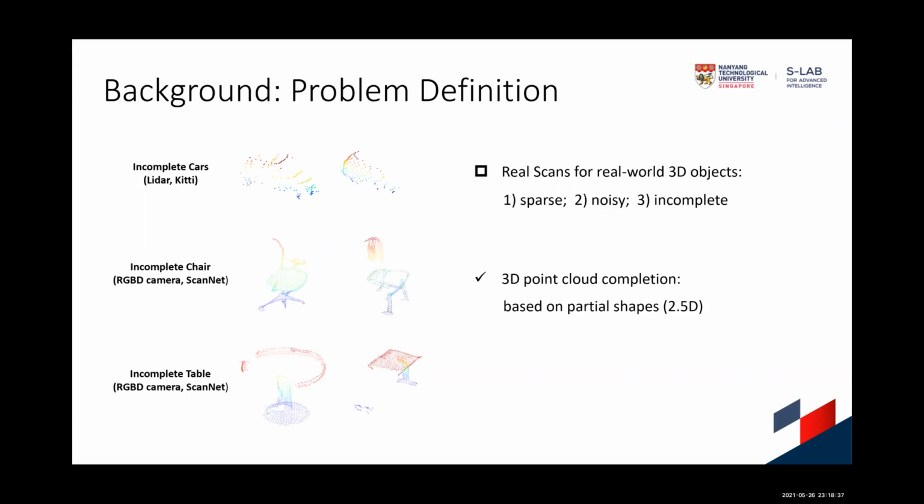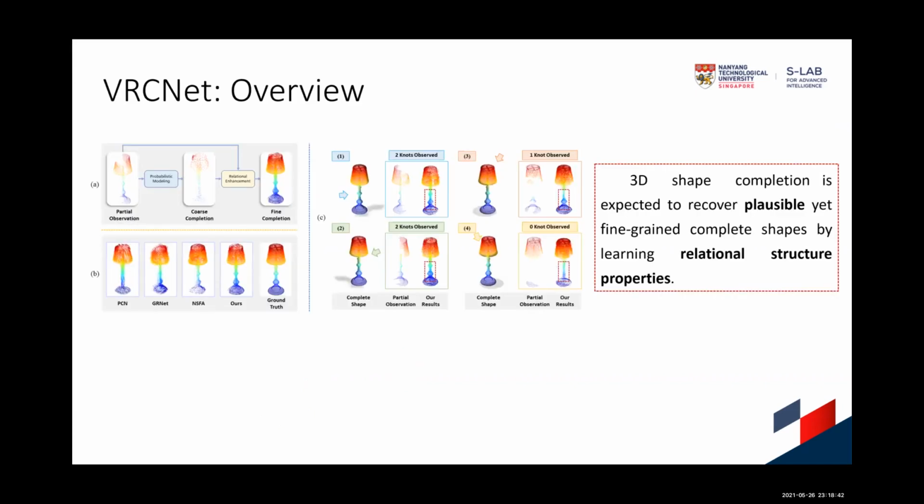Point cloud completion aims to recover complete shapes, 3D, based on its partially observed parts, 2.5D. In this work, we mainly focus on inferring complete point clouds conditioned on partial inputs. Therefore, 3D shape completion is expected to recover plausible yet fine-grained complete shapes by learning relational structure properties, such as geometrical symmetries, regular arrangements, and surface smoothness, which existing methods fail to capture.